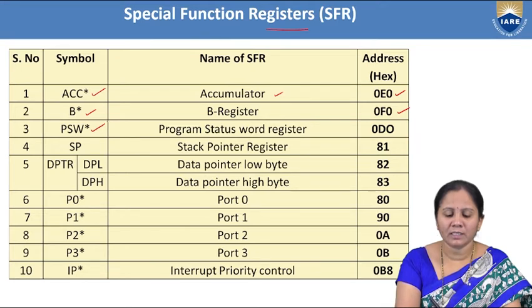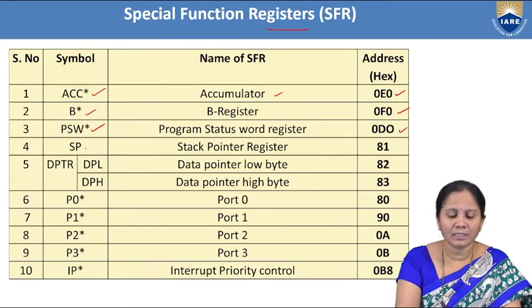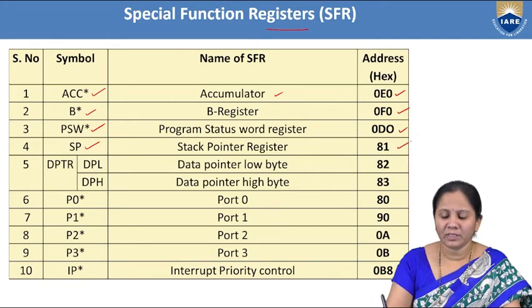Another register is PSW. PSW stands for program status word, which can also be called the flag register. Its fixed address in the internal RAM address space is D0. Another register is SP, which is called the stack pointer, and its fixed address is 81H.